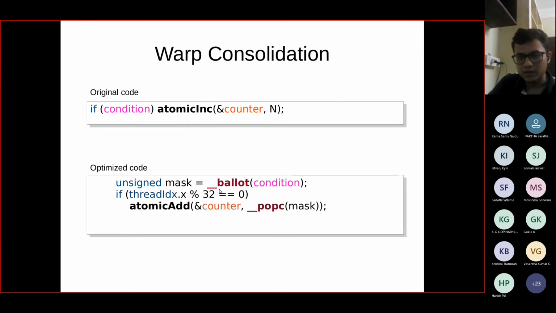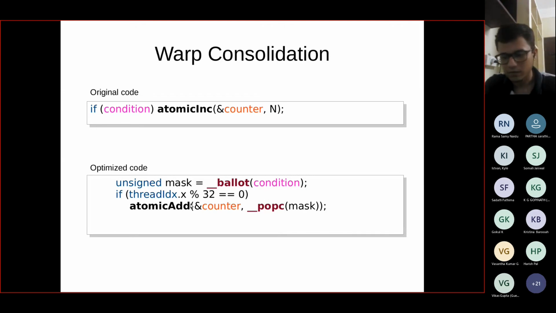But here, we are first of all calculating the mask. Please note that this condition and this condition are the same, and for whatever threads are satisfying this condition, we are setting the bits for those threads as 1, and that information is stored in the mask. Now we are only taking one thread here. Out of all the warp threads, we are picking just one thread as representative. Then based on the number of set bits in the mask, which we can calculate using POPC, we are incrementing the counter. So I hope you are getting it.